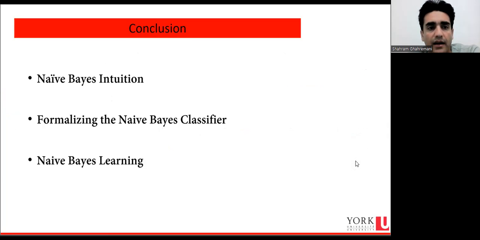So in this lecture, we saw how the naive Bayes algorithm works. We tried to formalize the naive Bayes classifier and also how the naive Bayes learning of parameters algorithm works.